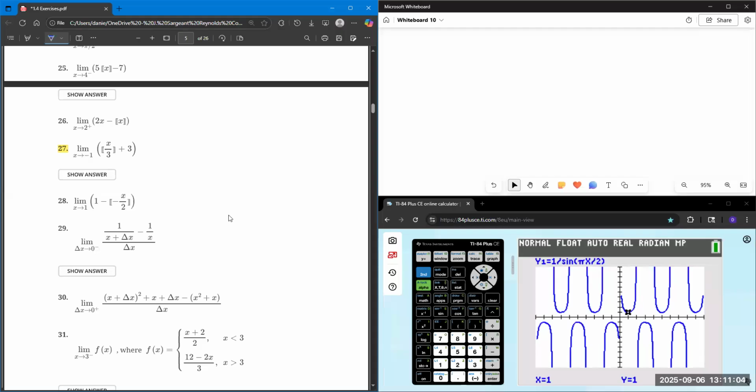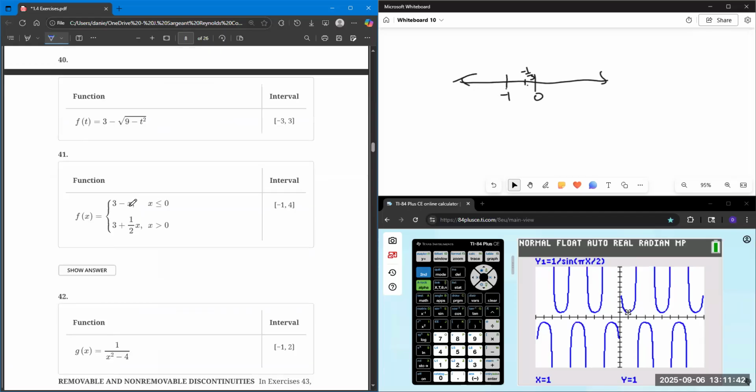This is the greatest integer function right here. So that is negative 1/3. Just look on your number line here. Here's 0. Here's negative 1. Here's negative 1/3. The next lowest integer there is negative 1. Plus 3 is 2. All the way down to 43 now.